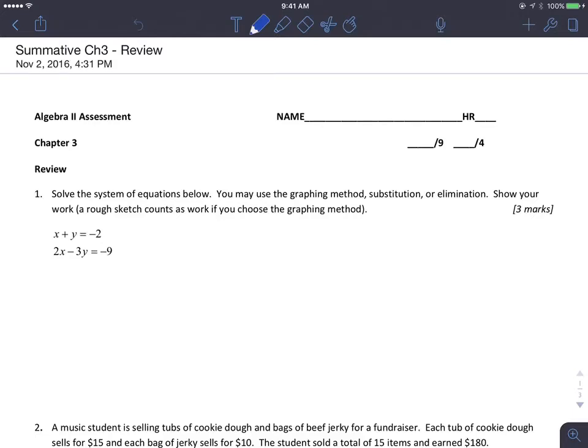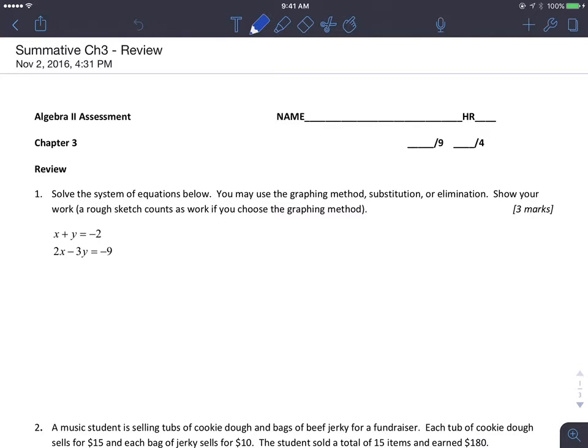All right, here is our video going over the answer key for the review for chapter 3. So first, solve the systems of equations below. You may use the graphing, substitution, or elimination. Show your work.